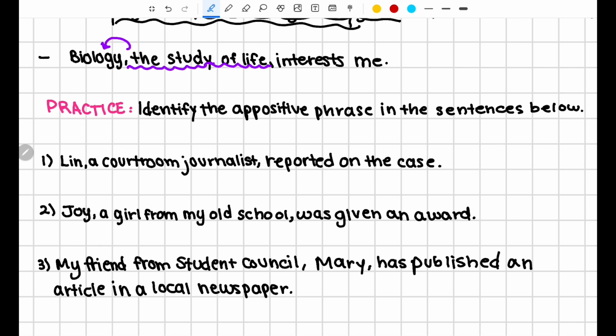Now you are ready for your practice. So identify the appositive phrase in these sentences down below. Pause the video now and complete the practice.